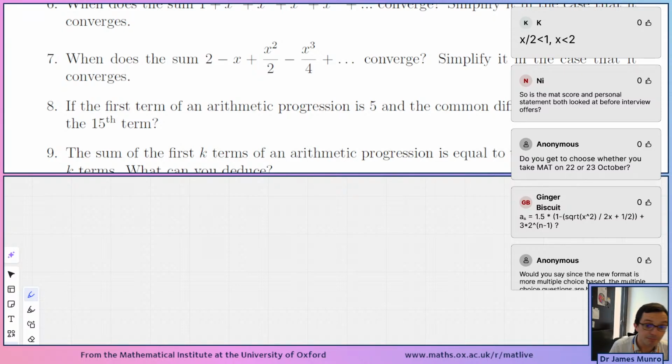To get to choose, booking opens on the 18th of August. This question about booking maybe depends on your test centre. Yes, when booking opens, you will see what is available.